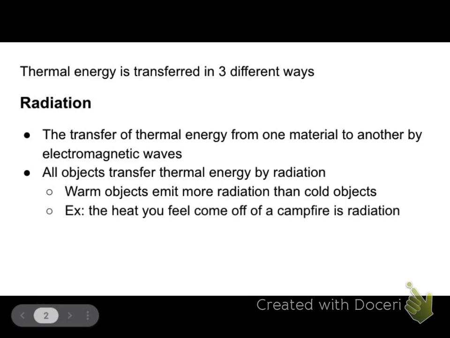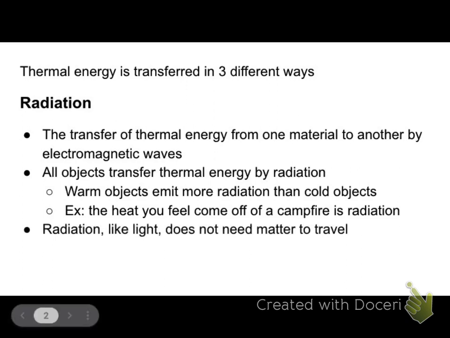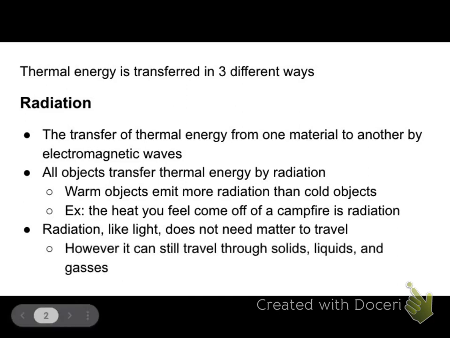So if you hold your hand above a campfire, you will feel the heat radiate off of it. Okay, you won't actually have to be in contact with the flames in order to feel the heat, because like light, radiation of thermal energy does not require matter to travel. It can still travel through solids and liquids and gases, but it doesn't need them to be there, which is how that radiation gets to us from the sun.